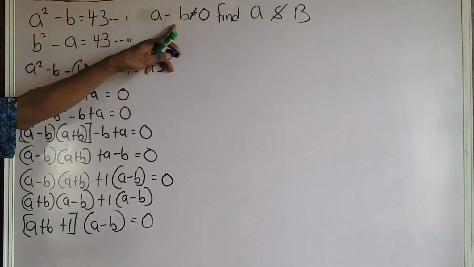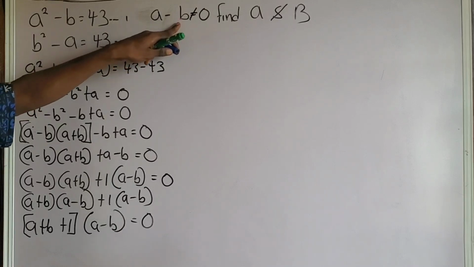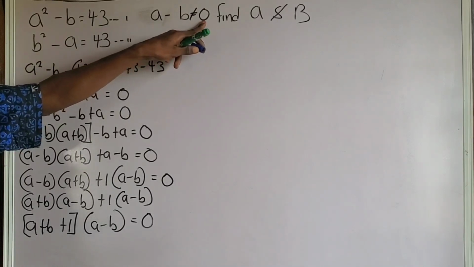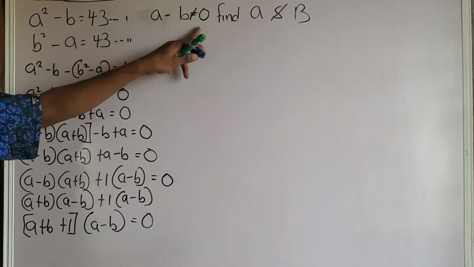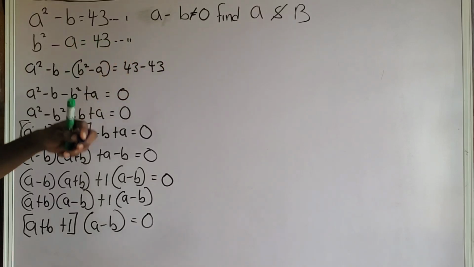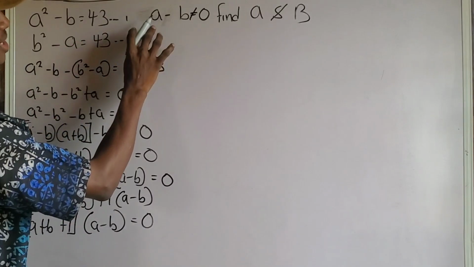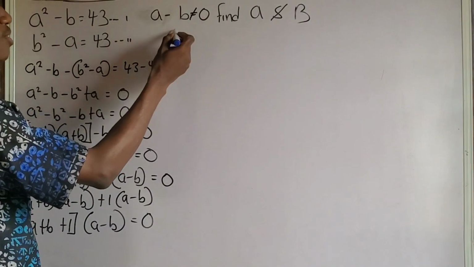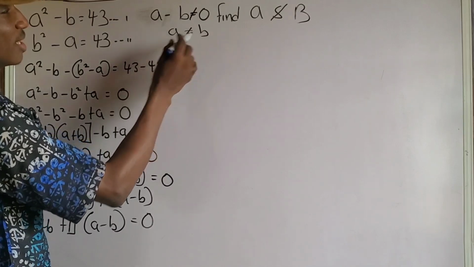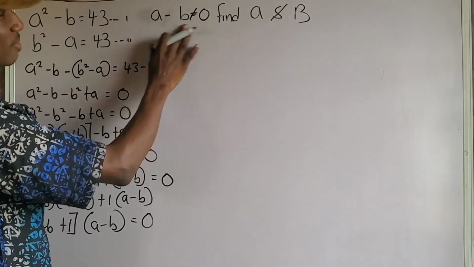Now, in this place, we've been told that a minus b is not equal to 0. Are you getting it? I think when I started this class, I made a mistake. It should be a minus b is not equal to 0 instead of a is not equal to b. So it is a minus b is not equal to 0.